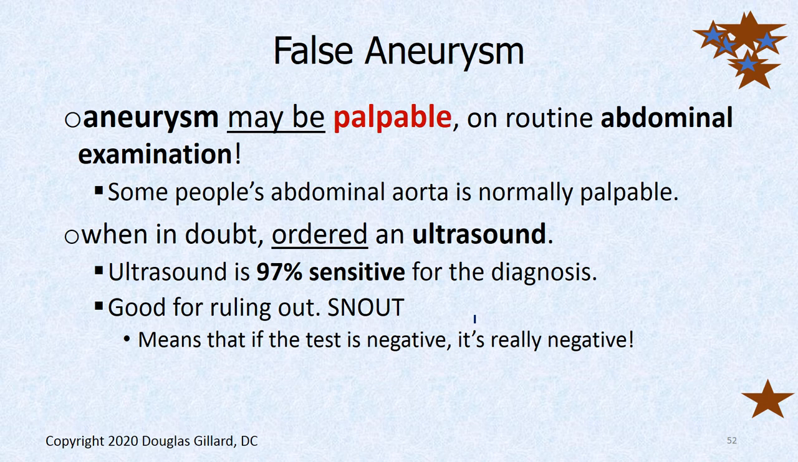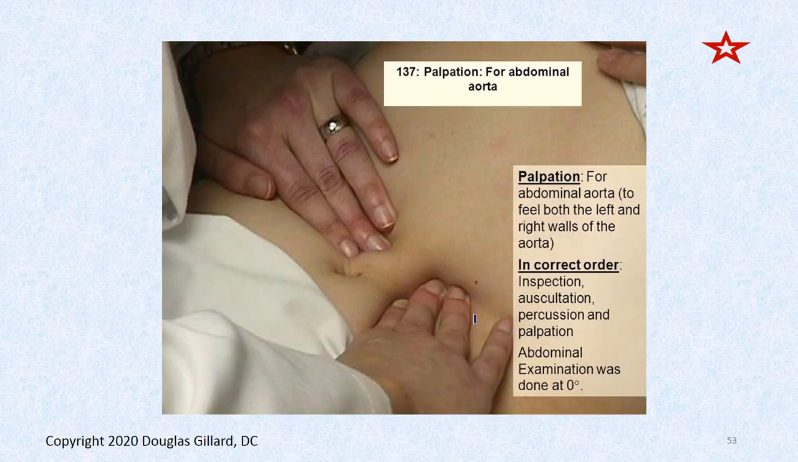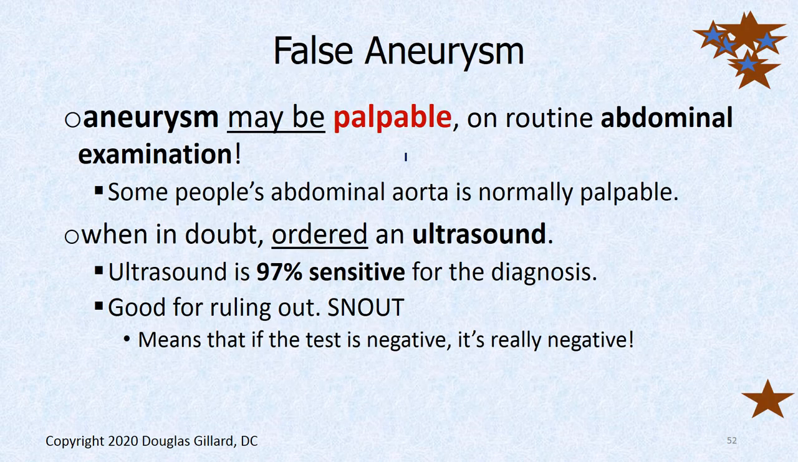These are the type that are palpable. I'll teach you how to palpate these. But here's a picture. Basically, this person is doing it a little low. It should be actually done right in this region is where you want to palpate it. This is one test that's actually really good. The sensitivity is 97%, so it's good for ruling it out. If you can't feel one, it's pretty good odds you don't have one, so good sensitivity for this. Snout to rule it out.